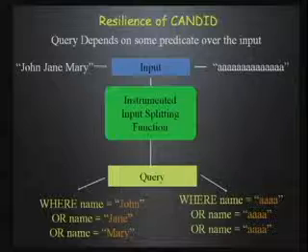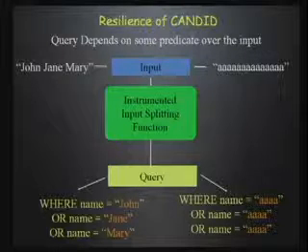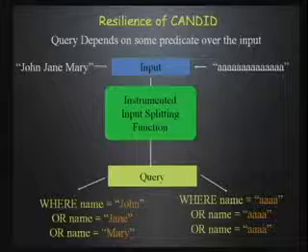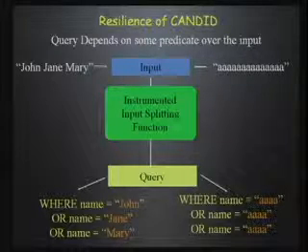Then if the string is here, the first call will get John, the second call will get Jane, and the third will get Mary. But if I issue it on this input, the first will be all A, and the second will be an empty string. So it depends on where you implement the transformation.